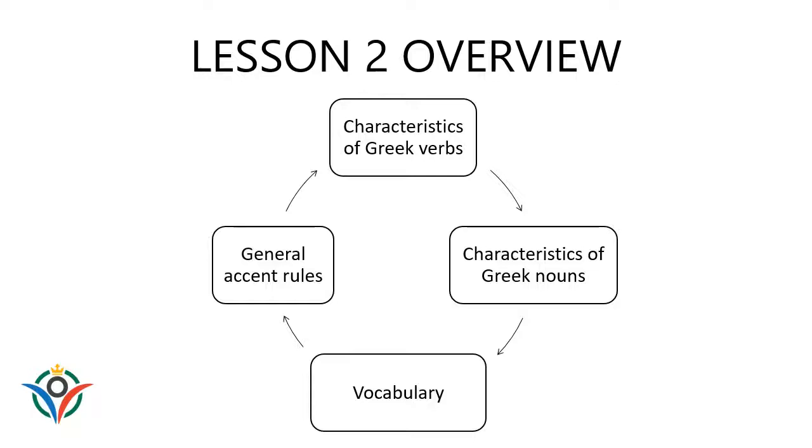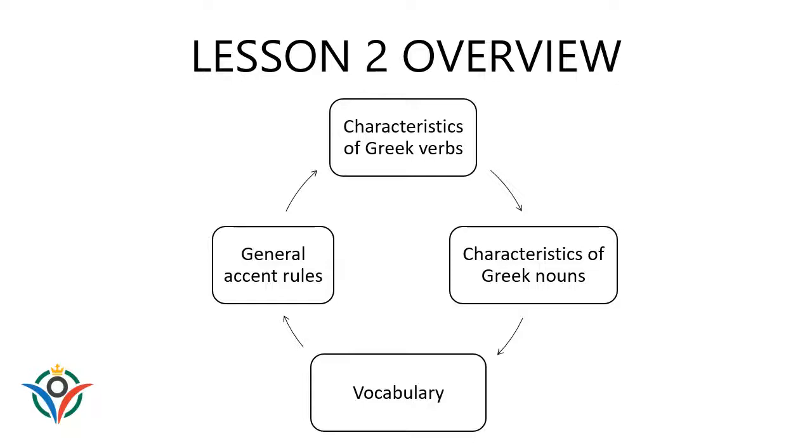I hope that lesson one was profitable and that you have learnt the Greek alphabet and understand some of the accent marks that go over the different letters. So today we're looking at lesson two, and here's an overview of what we're going to cover in this lesson.